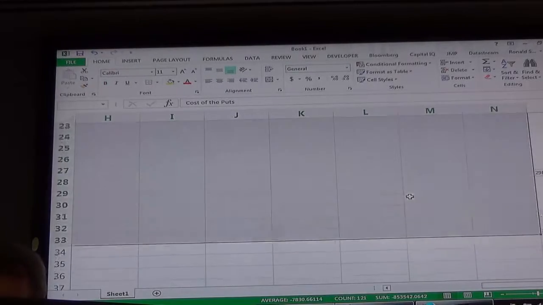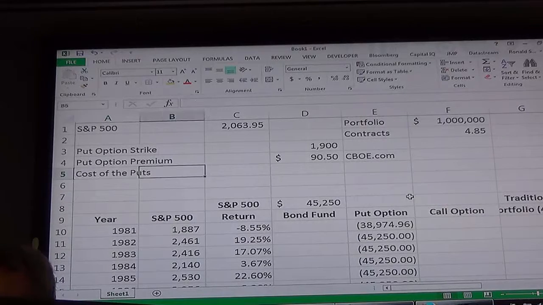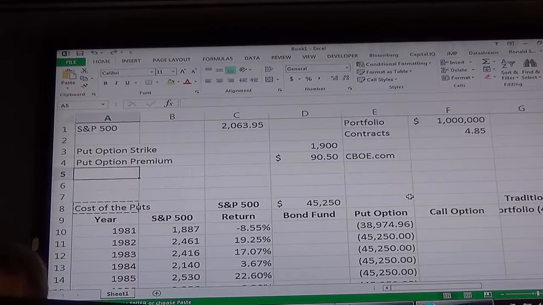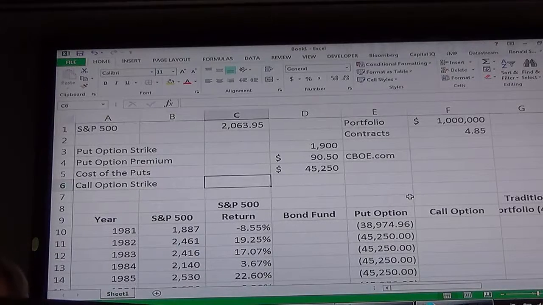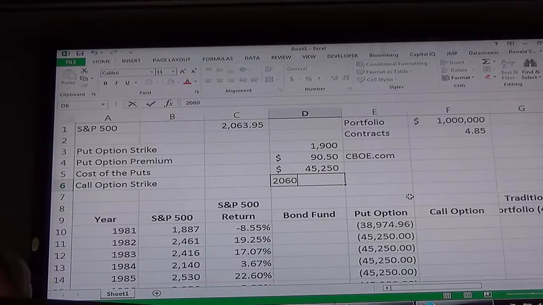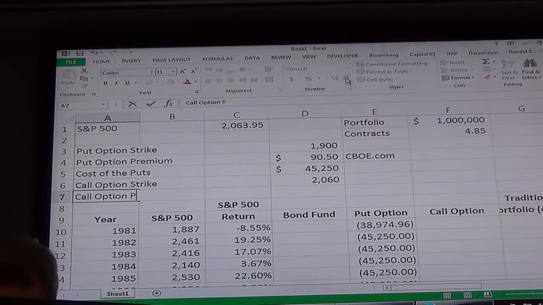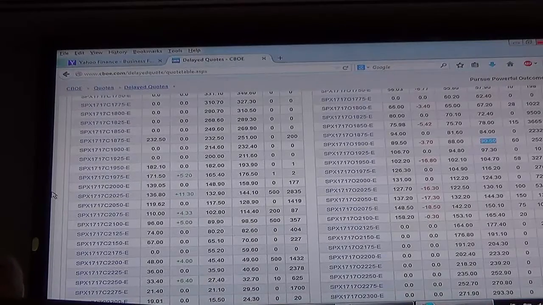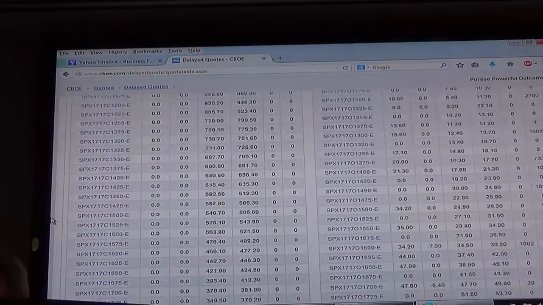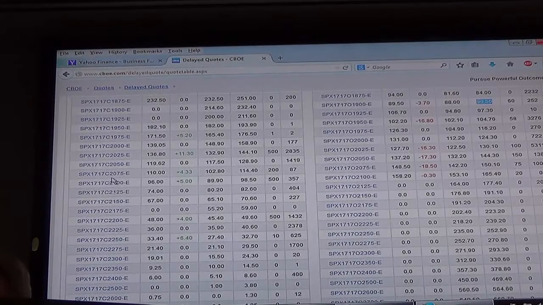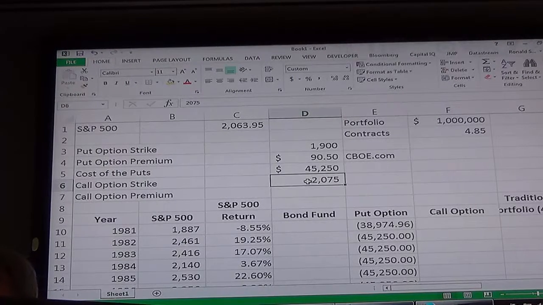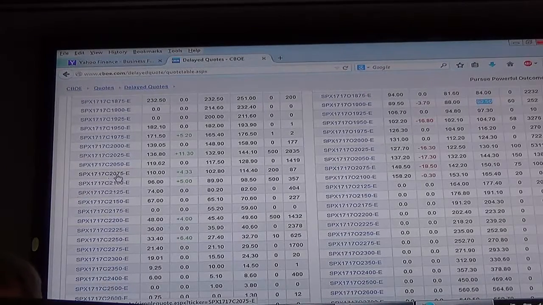We need to go find the call options. So for the call option strike, I want to be right at the money, so how close can I get? Let's try 2060, all right? We'll make that the strike. Call option premium. So we look that up the same way we did before. What did I just say, 2060, one year from now? Sorry, what is that? We can't find 2060. How close can we get? 2050 or 2075? Which do we want to use? Let's try 2075. 2075, y'all see it there?